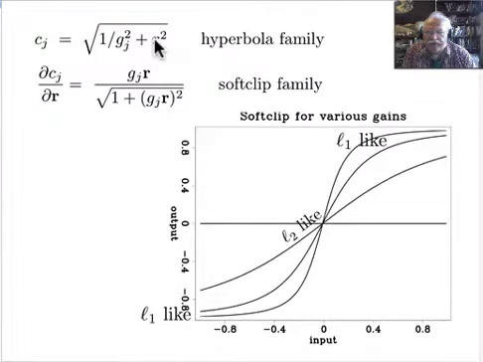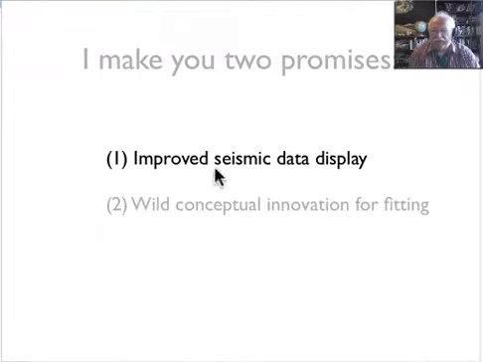Okay, here's our hyperbola family of penalties, and here is the gradient. And the gradient is something I'm going to call the soft clip because it's like a clipping function. If g was really big, this thing would be turned into the signum function. Okay, so when we're up in the signum function area, things behave like the L1 norm, and when we're smaller, they behave like the L2 norm. So choosing the numerical value of g is like saying, where do you want to sit between L1 and L2? Okay, so I'm going to make you these two promises. One is to improve the seismic data display, and that's what we're going to do first.